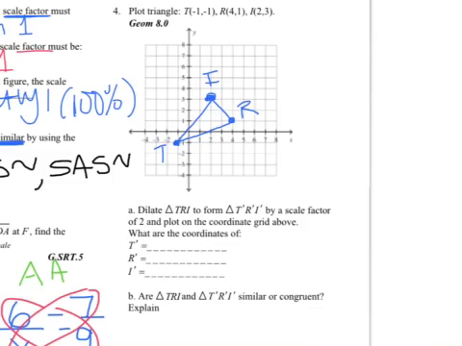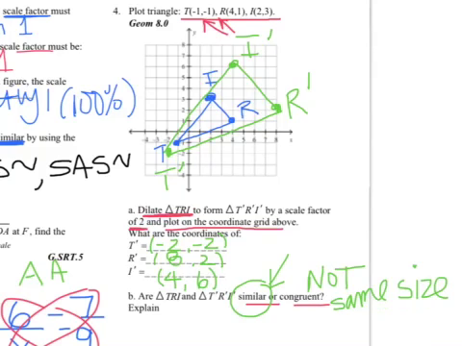Question number 4 asks us to plot the triangle TRI at those coordinates, which I already plotted. Part A says dilate triangle TRI. That means make it bigger or smaller by a scale factor of 2. So basically all I'm going to do is double each of the coordinates for each one, and then it'll be twice as big. They then asked us to plot it, and then they want to know if they are similar or congruent.